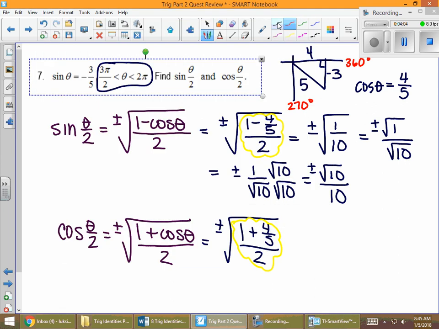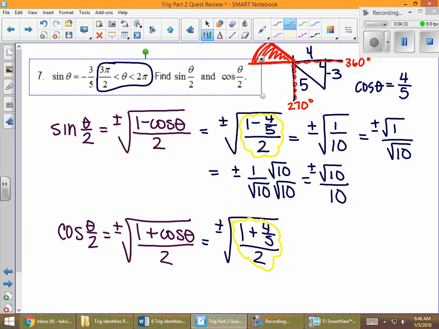So the reason I'm doing this math is that if I'm in the fourth quadrant, half of this angle I need to figure out where that's going to end up. The smallest this angle can be is 270. The biggest this angle can be is 360. So half of 270 was 135. 135 is back up in quadrant 2. Half of 360 is 180. So half of anything in the fourth quadrant is going to end up back in quadrant 2.